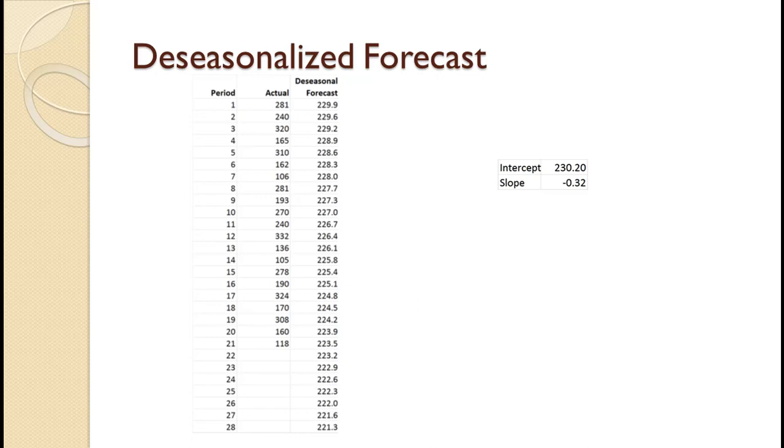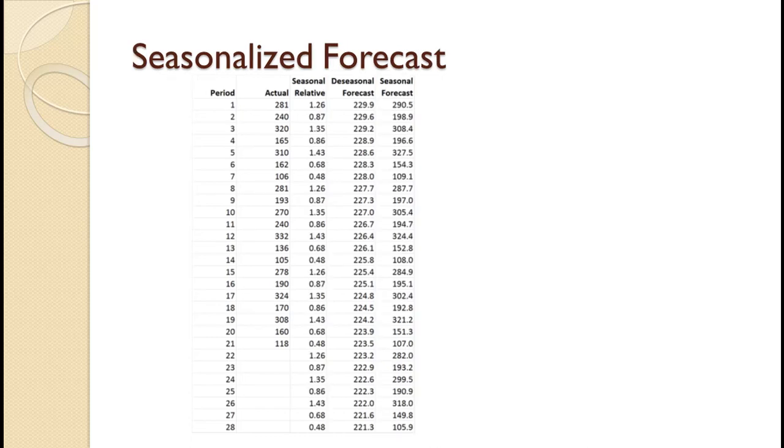shown on the slide. The next step is to seasonalize the forecast by multiplying the deseasonalized forecast times the seasonal index. For period 22, 223.2 times 1.26 equals 282.0. For period 23, 222.9 times 0.87 equals 193.2. For period 24, 222.6 times 1.35 equals 299.5.